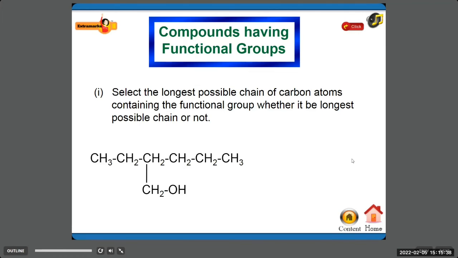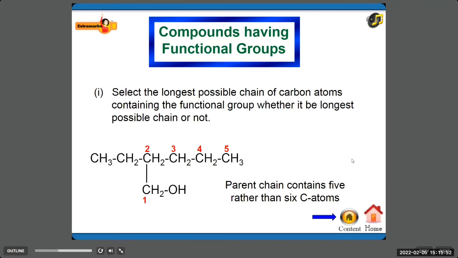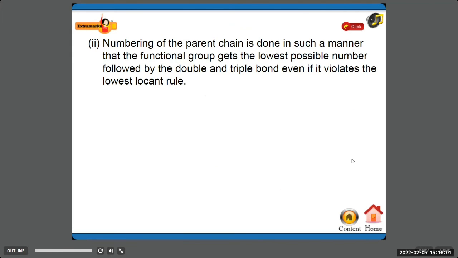Let us study about the nomenclature of compounds containing functional groups. Select the longest possible chain of carbon atoms containing the functional group, whether it be the longest possible chain or not. Here is an example for better understanding. The parent chain contains 5 carbon atoms rather than 6 carbon atoms. Numbering of the parent chain is done in such a manner that the functional group gets the lowest possible number followed by the double and triple bond, even if it violates the lowest locant rule.